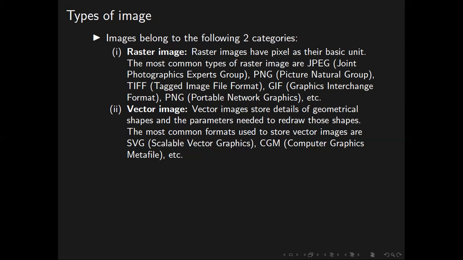This is the most common format for photographs we take on a mobile phone. Whatever photograph you take on a mobile phone or digital camera is saved in the format of JPEG, JPG. JPG is the standard extension for JPEG images.